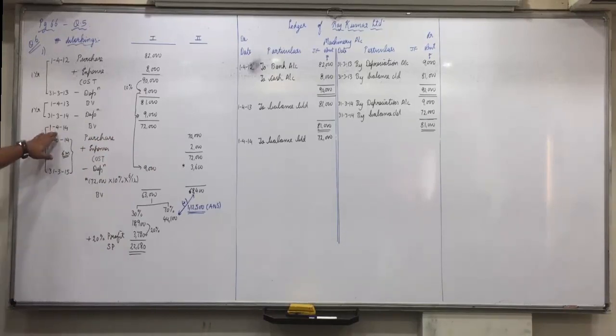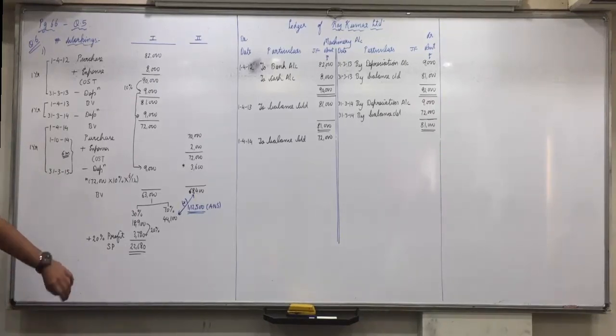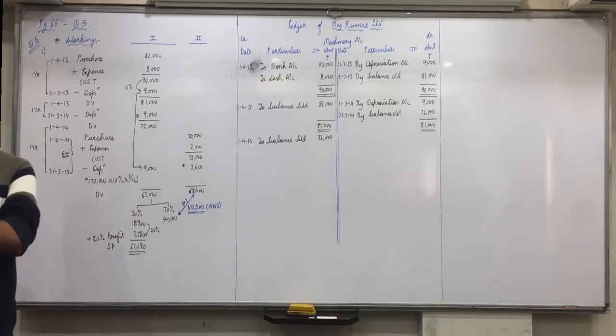In the workings after 1/4/14, do we have 31/3/15? So why 31/3/15? I told you from the workings we are making the ledger. What do you do with this 1/10/14? You write the shortcut 100 times by tomorrow.